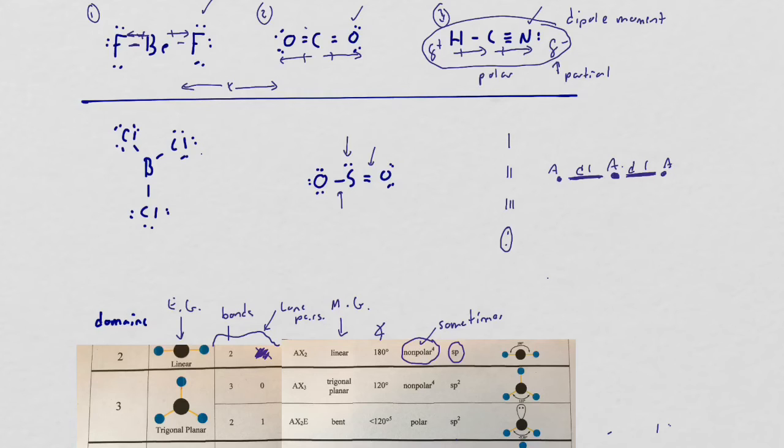But in a small molecule, like 6, 7 atoms, 4 or 5 atoms, you're going to have one side that's negative and one side that's positive. All right, so let's talk about when you have 3 domains.